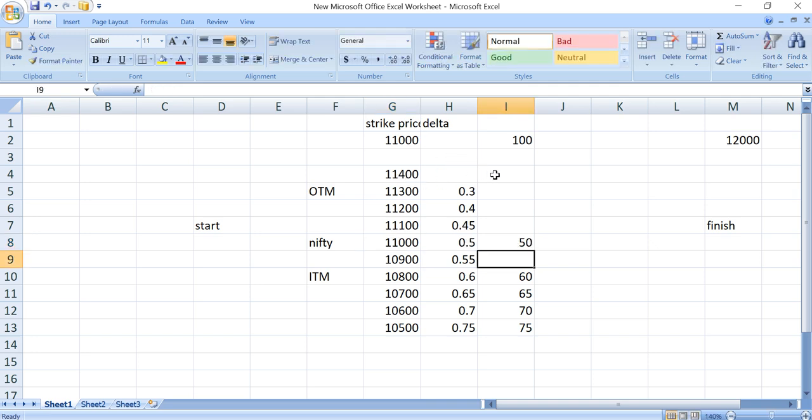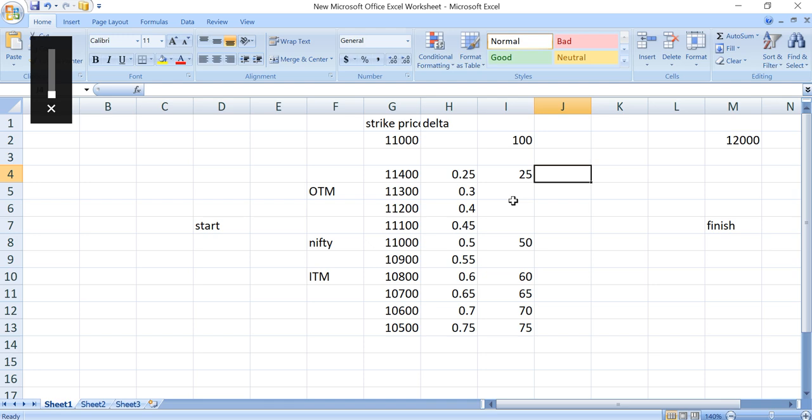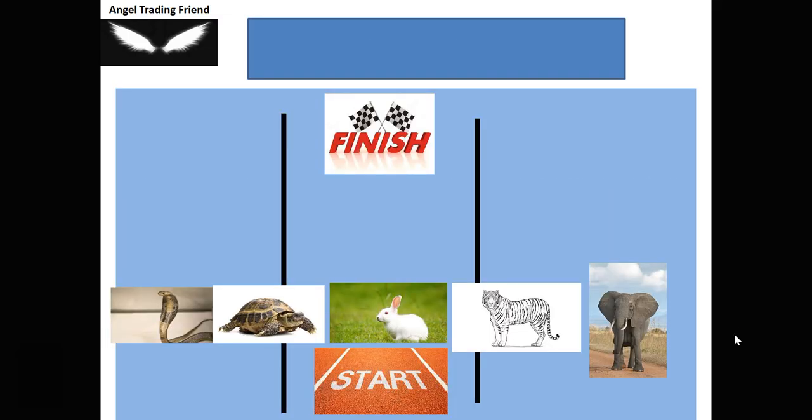And the least will be here. This 11,400 will only move by, let's say for example, this one, then it will move only 25 points. Okay. So if at all we are having a race, you can clearly bet that the delta which is having the highest value will reach first. Clear cut? That is why I was just trying to show you this example, which is going to reach faster.